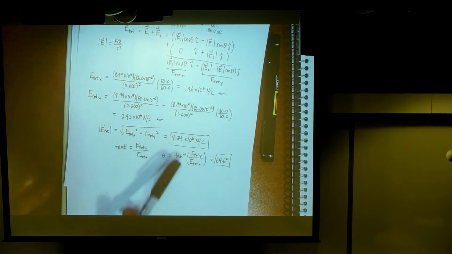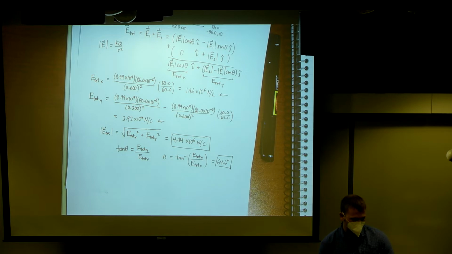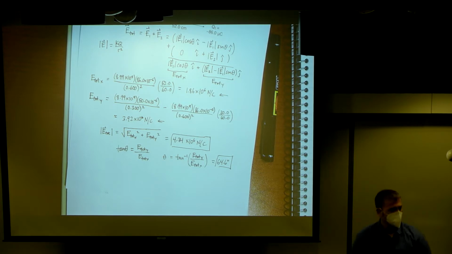So overall, this is the strength of the E field, and it's pointing in this direction. So pretty straightforward, hopefully. I know these calculations aren't necessarily easy because there's a lot of places where you can mess up a sign or something, but hopefully the big picture is pretty straightforward as to what we're doing here. Okay? So any questions? Yeah.